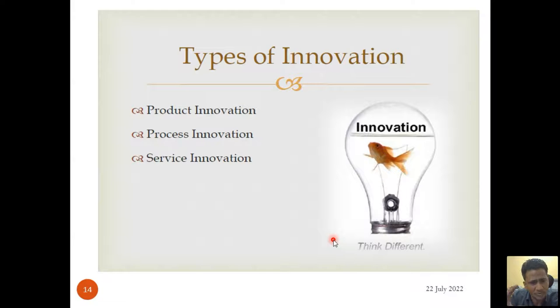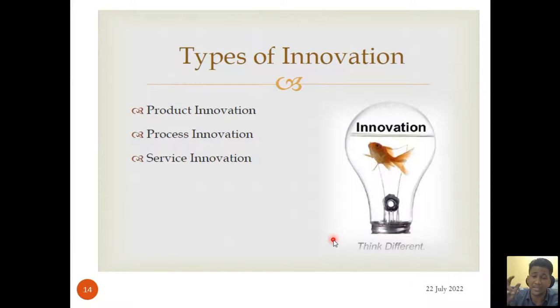Process innovation means the process you were following earlier has some flaws, so you have to rethink it. If you are rethinking and finding a different way, do it in a different way. At least attempt. You may fail and have to come back to the previous state, but there is no problem with that. That will give you learning. So process innovation is also involved in this.